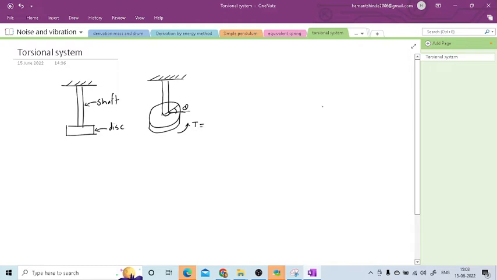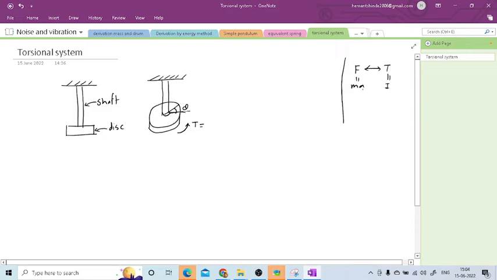And the torque is nothing but, in a linear system we consider whatever things are required from the linear system. I'll write here: in a linear system we consider force, in an angular system we have to consider the torque. In a linear system the force is equal to ma, and here in the angular system we convert into the torsional system. So instead of mass there will be mass moment of inertia, and instead of acceleration there will be angular acceleration. So this torque is nothing but I alpha, and this you can write as I theta double dot.